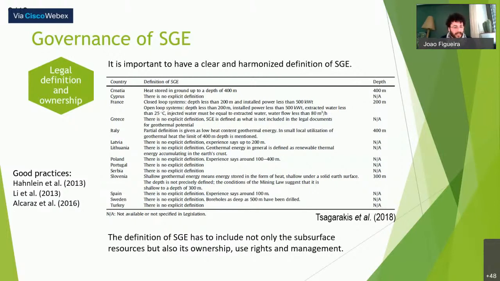And at the end, Alcaraz and also others defined and proposed the method to establish a market of shallow geothermal energy use rights. And this is also a paper that I invite you all to read.